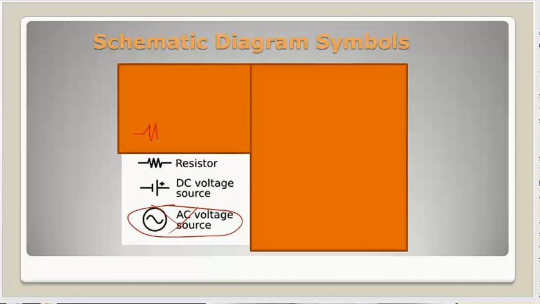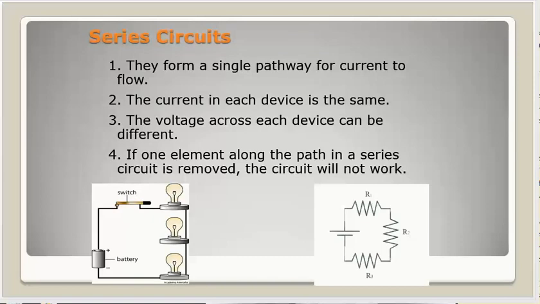Here's a light bulb. Another way they can show a light bulb is by simply drawing it like this, and as you can see, there's a couple ways you can show a light bulb, and that's kind of the artistic part of a schematic.